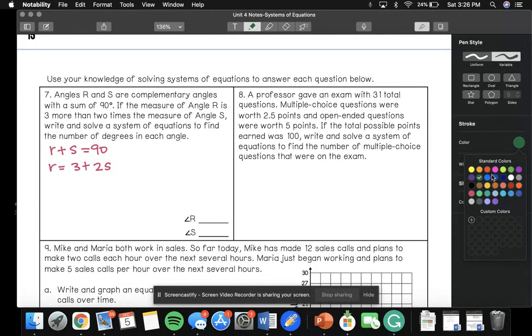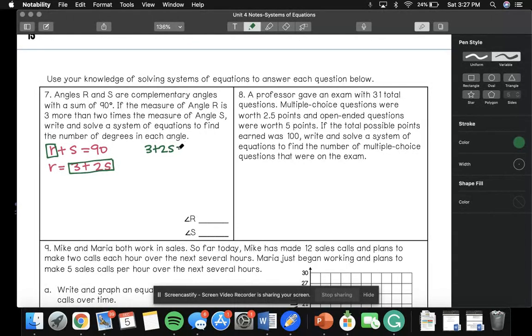Okay, when I think about what is the best method, I'm going to think that substitution is the best method because R is equal to this amount. And then I could just substitute this into every time I see an R value. So that would be pretty easy to solve for. So instead of R, I'm going to write 3 plus 2s. Okay, then I'm going to write the rest of the equation, plus s equals 90, which means we have 3 plus 3s equaling 90. Then I would take away the 3 and get 87. And 87 divided by 3 is 29.